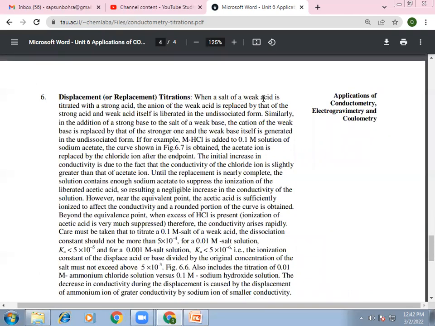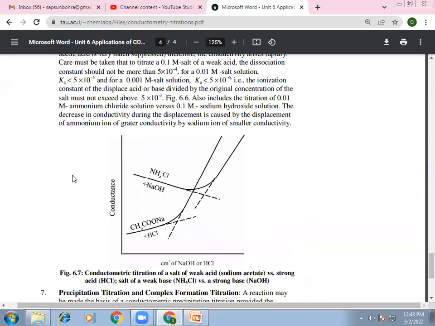When the salt of weak acid is titrated with the strong acid, the anion of the weak acid will be replaced by the strong acid, and itself it is liberated in the undissociated form. Similarly, in the addition of strong base to the salt of weak base, cation of the weak base will be replaced by that of stronger one, and the weak base itself is generated in the undissociated form. Okay, so we'll see the graph.